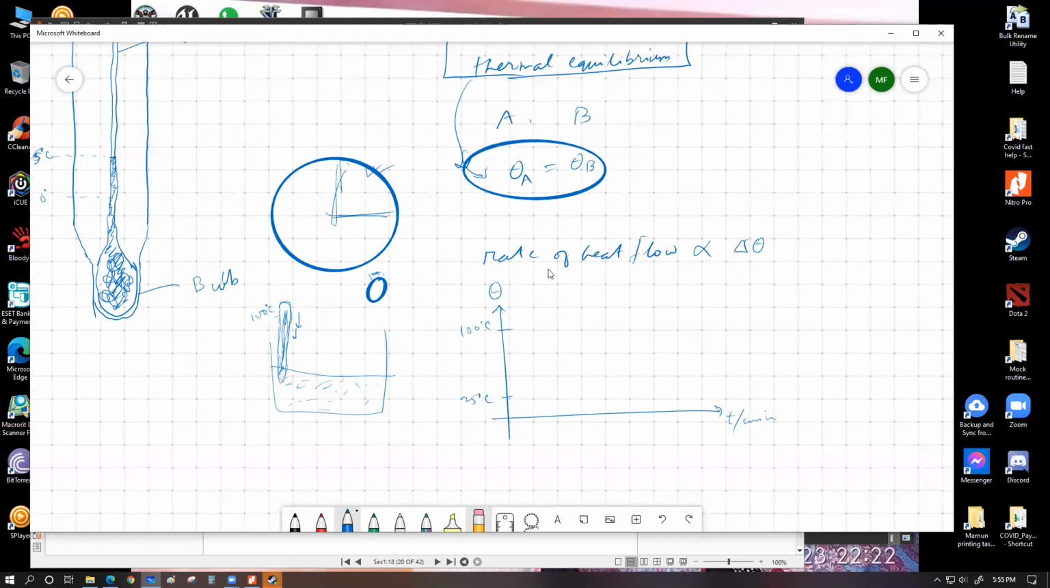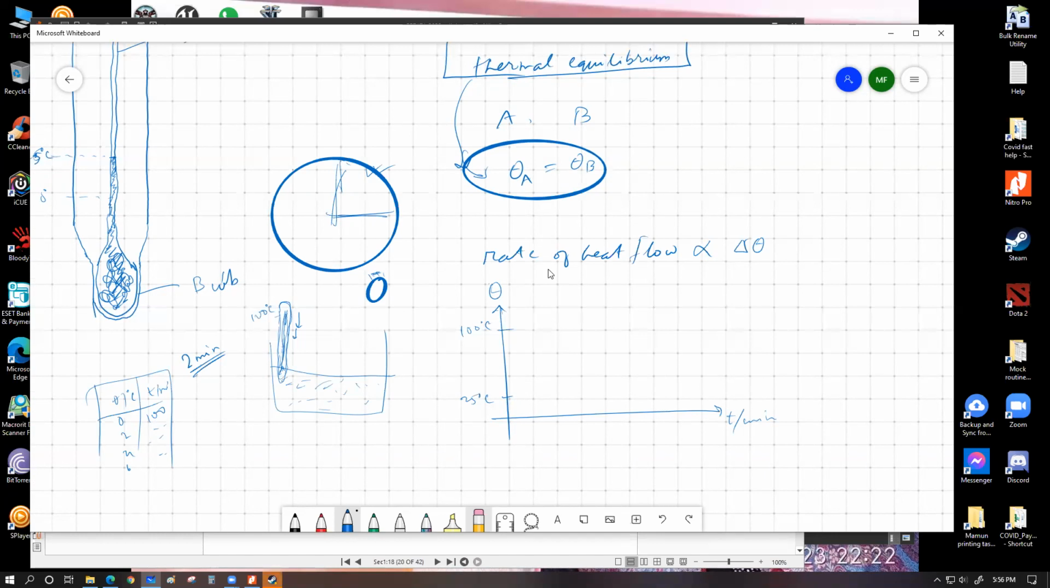So let's say we take the reading of this thermometer every 2 minutes, and we record the temperature in a table. The table looks like this: theta in degrees Celsius, t in minutes. At 0 minutes, we get 100 degrees Celsius. At 2 minutes, we get something else. At 4 minutes, something else. At 6 minutes, something else. We fill up this whole table until the temperature reaches pretty close to 25 degrees Celsius.